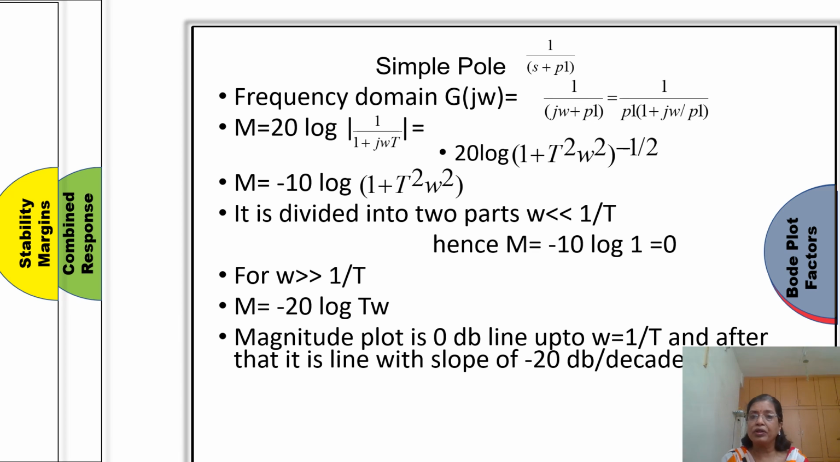And the angle for this factor is minus tan inverse of omega t upon 1. We have to put different values of frequency and find out the different angles. So these are the magnitude and angle plots for some simple factors. We will see how to incorporate them in Bode plot in the next lecture. Thank you.